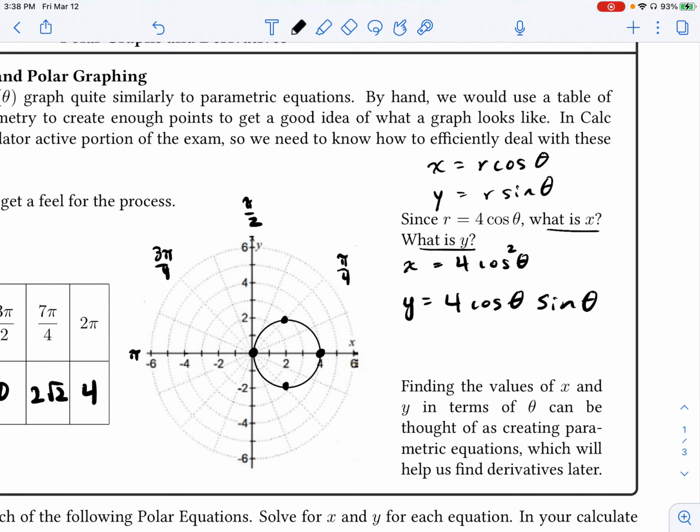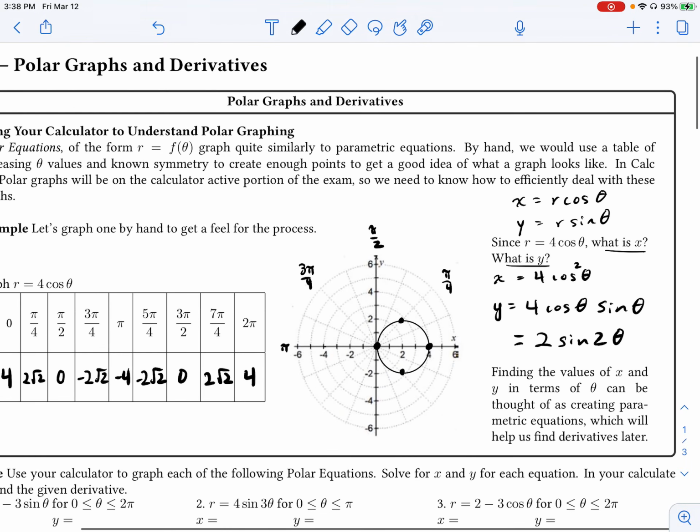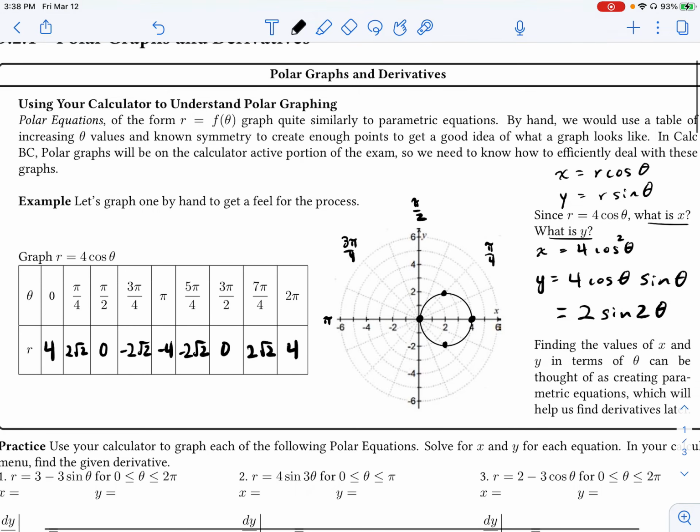And if you want to, you can use a double angle identity here to rewrite this as 2 sine 2 theta, but that's completely optional. Although doing that substitution might make your life a little bit easier a little later down the line when we're doing a little bit more with the derivatives. Now, what we're going to do is take those x and y equations that we have, and actually use them to plot our rectangular coordinates. We don't have to do this when we're graphing polar functions, but I just want to compare the two briefly.